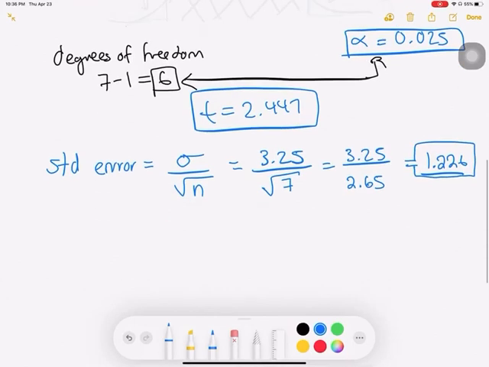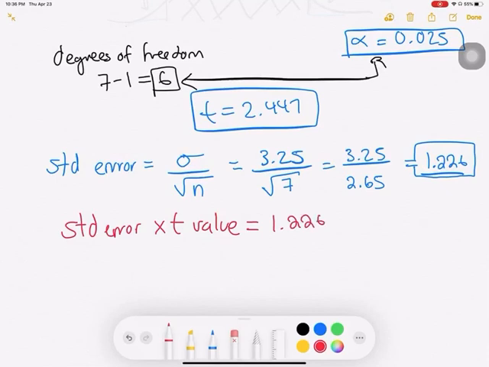And the last thing that we have to do is multiply the standard error times the t-value. So the standard error, 1.226, times my t-value, 2.447. And this is going to be my confidence interval, or how far this number is from the mean. So you take the standard error and multiply it times the t-value, and you should get about 3.00. And this is my interval.